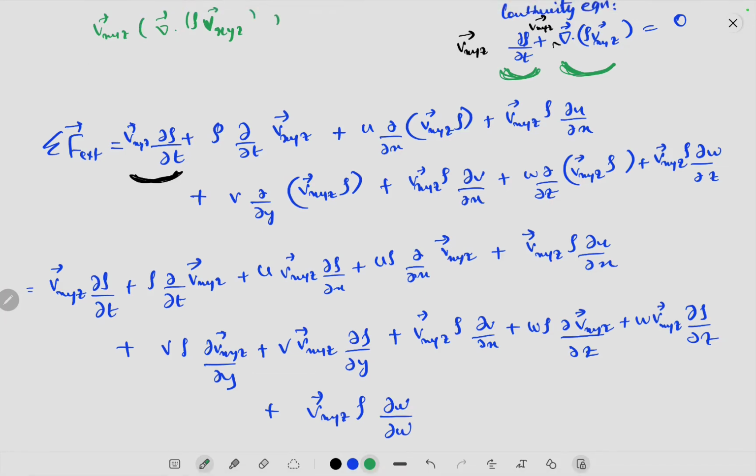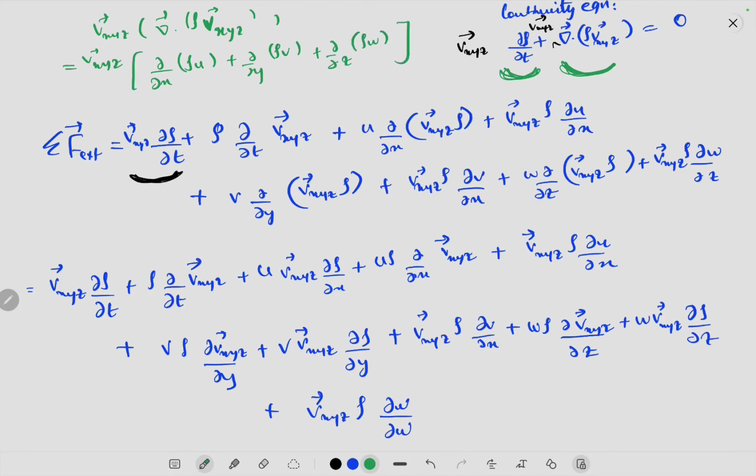All right. So what will this be? Divergence is i hat del by del x plus j hat del by del y plus k hat del by del z times rho v, where the vector v is u i hat plus v j hat plus w k hat. Now if I multiply i hat with i hat, j hat with j hat and k hat with k hat, I will get del by del x rho u plus del by del y rho v plus del by del z rho w.